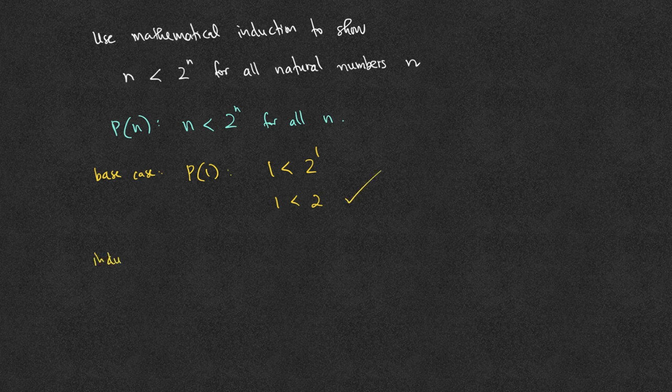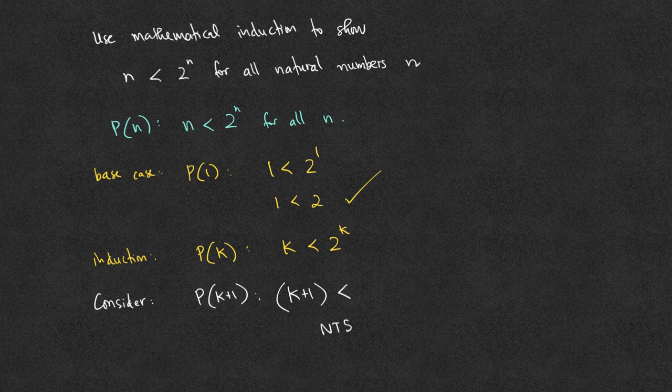For the induction case, we assume that the statement is true for k, so P of k is the statement k less than 2 to the k. This is the case when n equals k. We then consider the case P of k plus 1. But what is the case P of k plus 1? It is k plus 1 on the left hand side, and we need to show, this is not true yet, that this is less than 2 to the k plus 1.